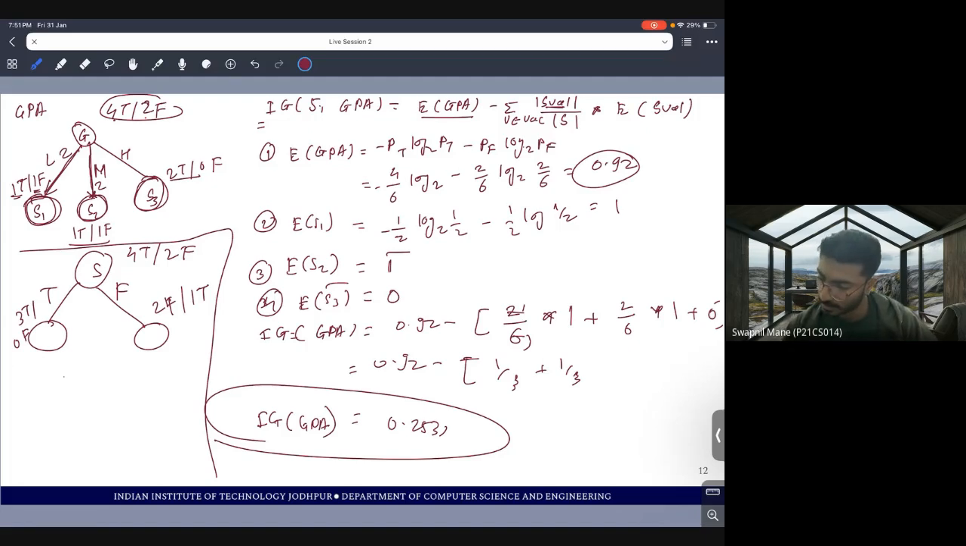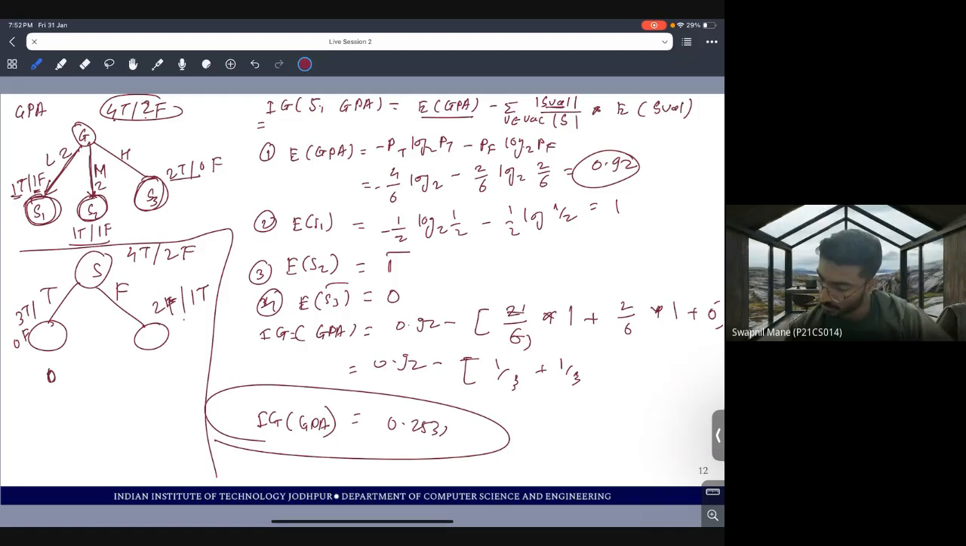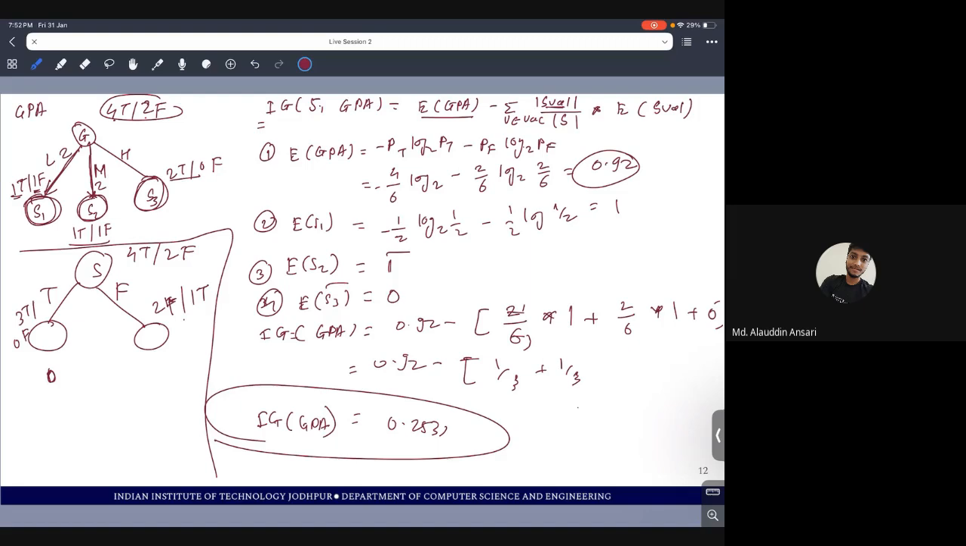So here the entropy is one already. So how much information gain have you calculated? This one needs to be calculated. The left one would be zero, no? The entropy is zero, right? Split one is zero. So the 2F, 1/3 log 1/3 or.